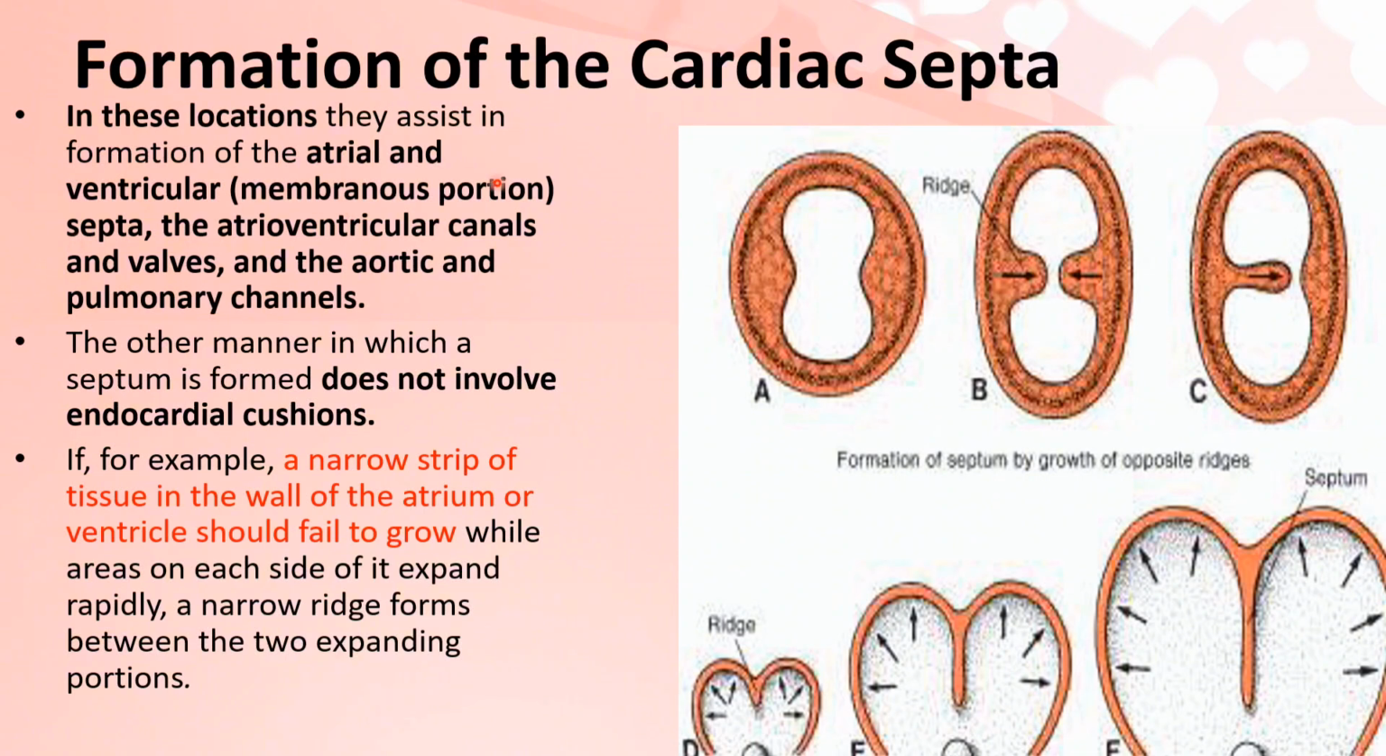So they contribute to the AV cushions, the conotruncal region, and the membranous part of the atrial and ventricular septa. As I already told you, they form the membranous portion of the AV canals and the aortic and pulmonary channels.